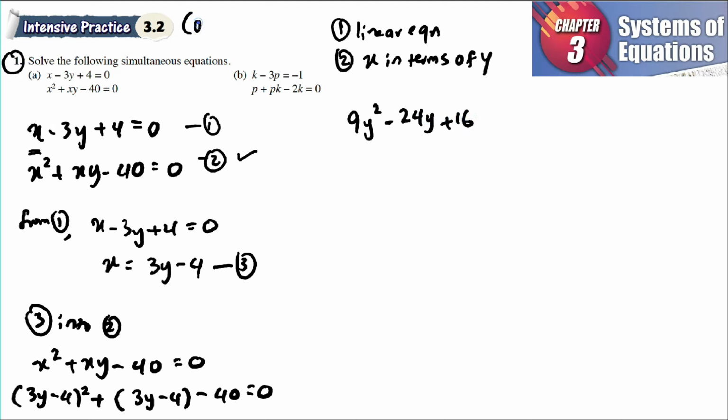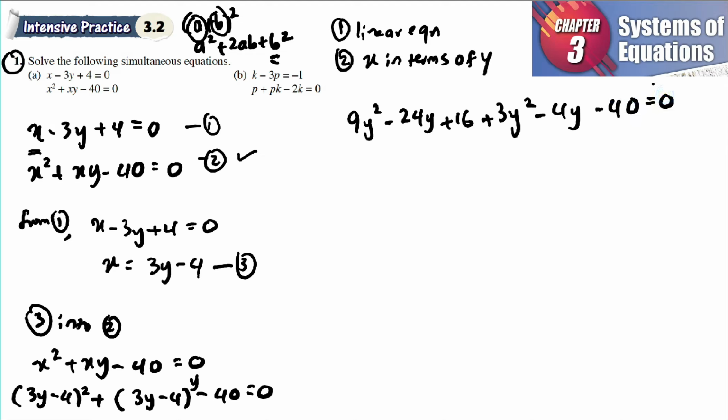This one is a plus b squared. So when you square, you get a squared plus 2ab plus b squared. You square the first one, and then this one multiply this one, and then you square the second term. Okay, done with this one. Okay, this one, I have y here, right? 3y times y, you get plus 3y squared. Negative 4 times y, you get negative 4y minus 40 is equal to 0.